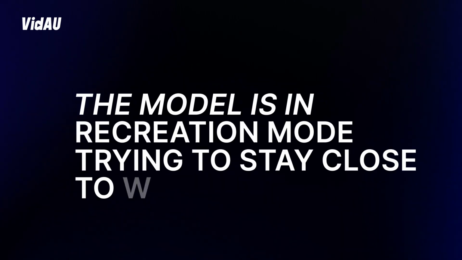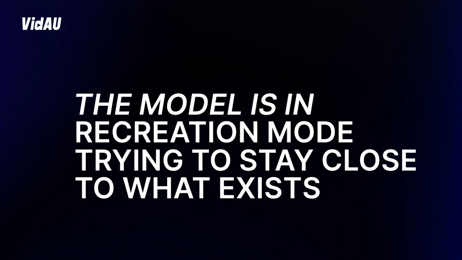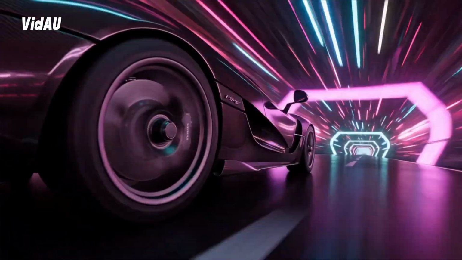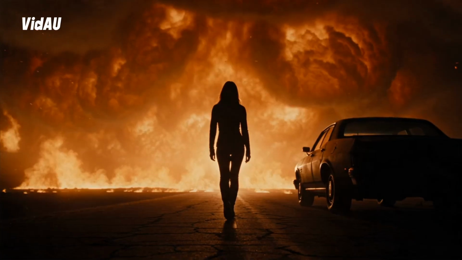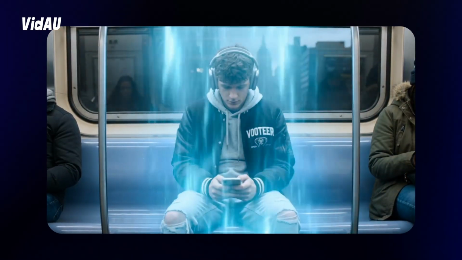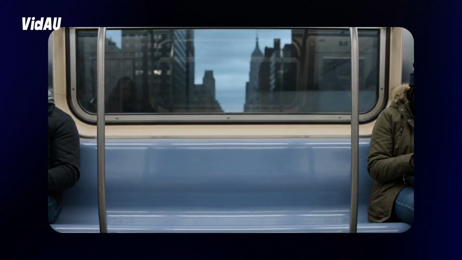When you're working from a reference, the model is in recreation mode. It's looking at what exists and trying to stay close to it. But when you're working from text, it's in creation mode. It's thinking about the atmosphere, movement, storytelling, the feeling of the scenes. So instead of producing a version of something that already exists, you end up with something that didn't exist anywhere before you described it. And that's a genuinely different creative experience.